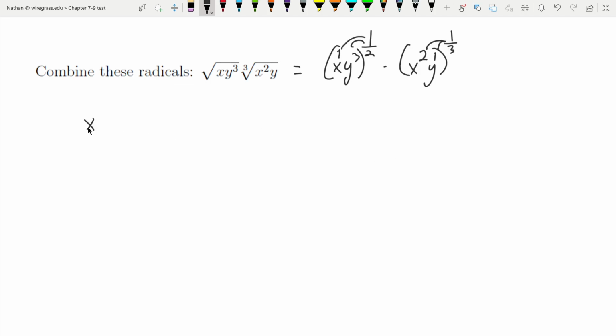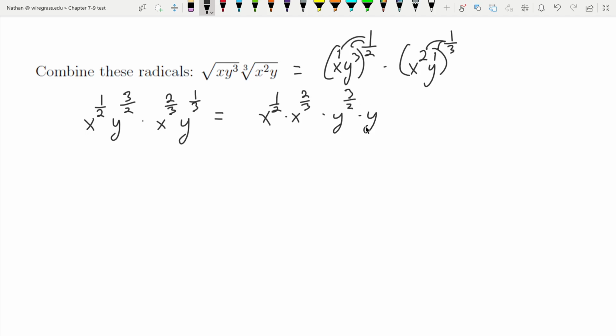So we're going to get x to the 1/2 times y to the 3/2. That comes from this first one here. And then times by x to the 2/3, y to the 1/3. Rearranging this, x to the 1/2 times x to the 2/3, y to the 3/2 times y to the 1/3.